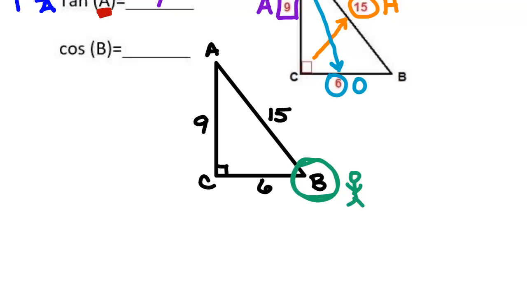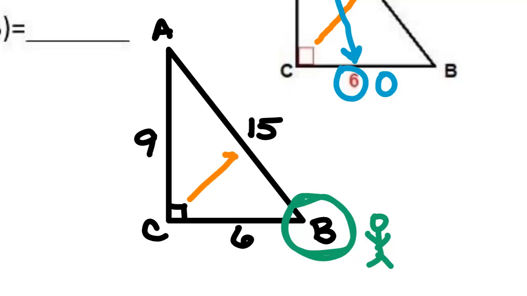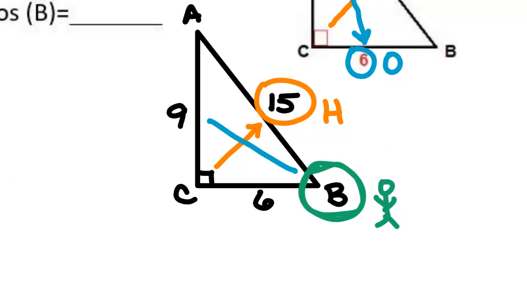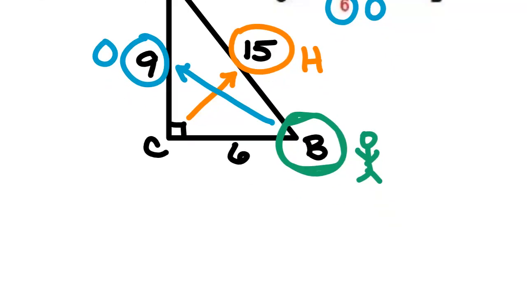And then we're going to label our sides. The first side we always label is the hypotenuse. What is the hypotenuse of this triangle? Still 15. The hypotenuse doesn't move even when I change which non-right angle I'm standing at. Now I want to label the opposite side. What is opposite angle B? 9. And so again, process of elimination, this 6 right here that touches angle B is my adjacent side.